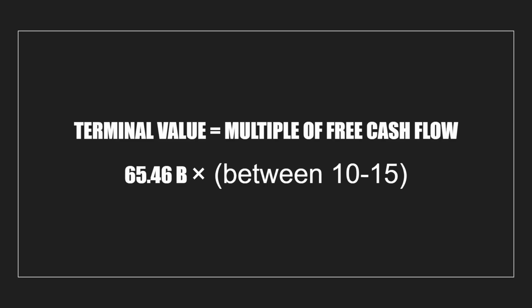And then finally, you also have to add any excess capital plus a so-called terminal value, which is just a multiple, usually between 10 and 15 of the free cash flow. So in our case, this is going to be 65.46 billion times 10 to 15. Use a lower multiple for a lower quality business and a higher for a higher quality business.